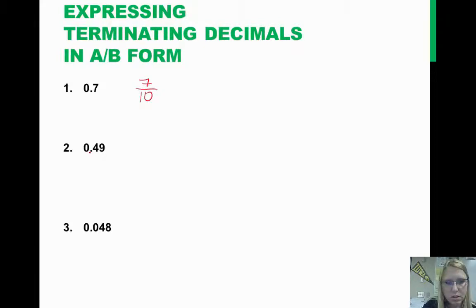Notice on this one we have 2 zeros, so there's going to be 2 zeros on the bottom. That's a hundredths place, and then it'll be 49 on the top. And this one is 1, 2, 3 places, or 3 zeros on the bottom, and this would be 48 on top.